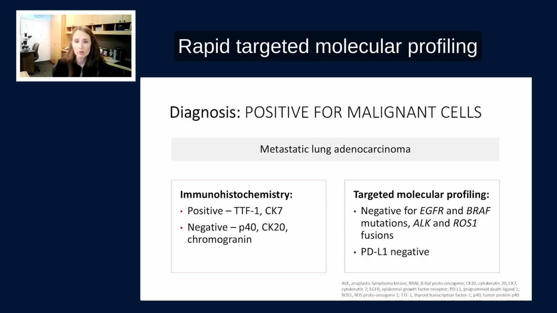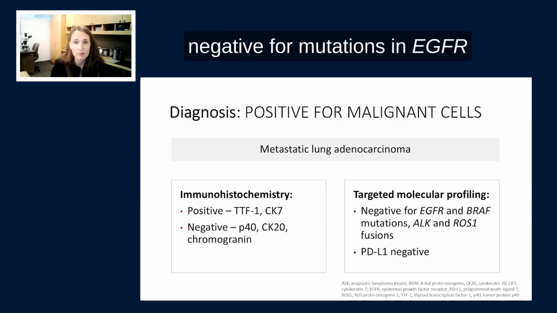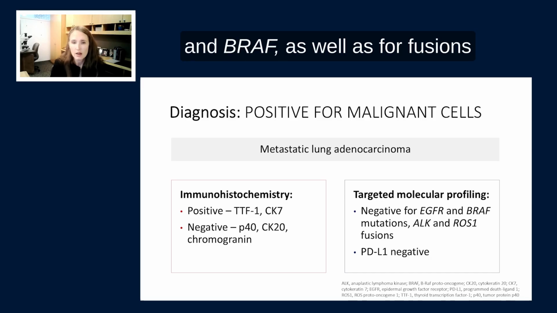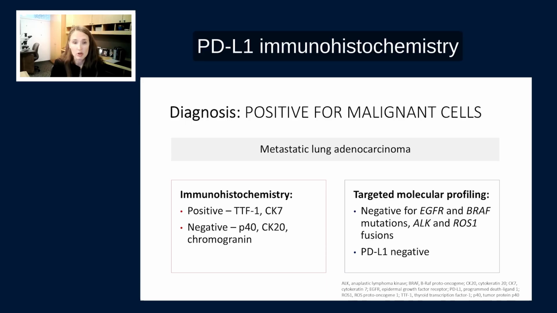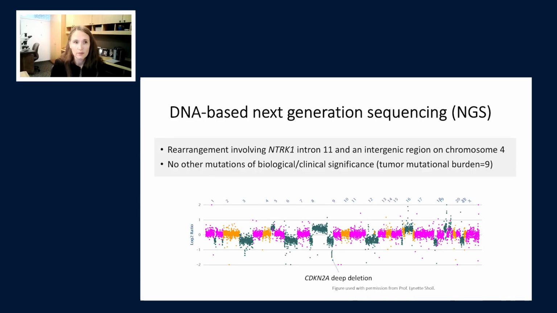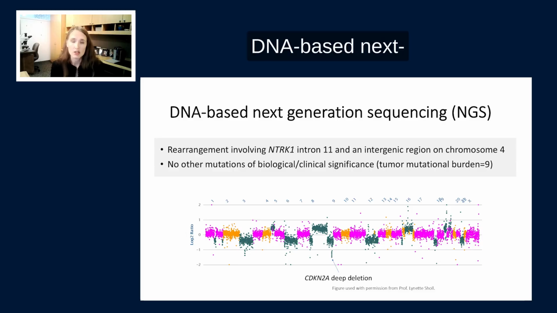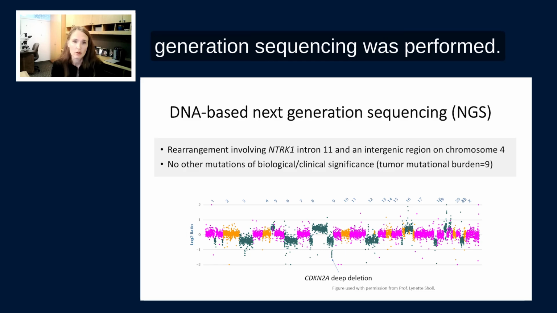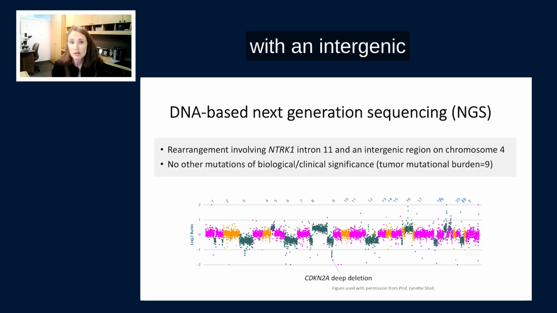Rapid targeted molecular profiling performed initially demonstrated that the tumor cells were negative for mutations in EGFR and BRAF, as well as for fusions in ALK and ROS1, and PD-L1 immunohistochemistry was negative. Subsequent comprehensive DNA-based next-generation sequencing was performed and showed the presence of a rearrangement involving NTRK1 intron 1 with an intergenic region on chromosome 4.